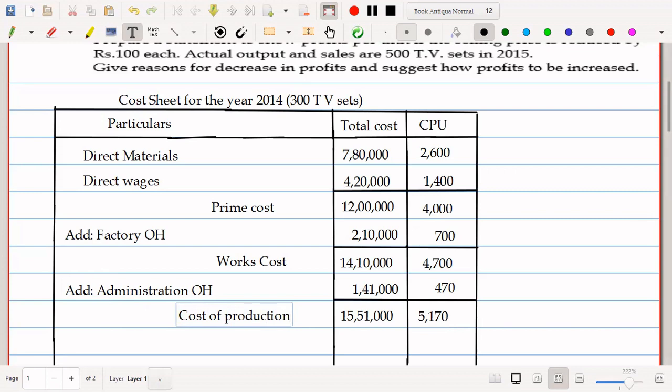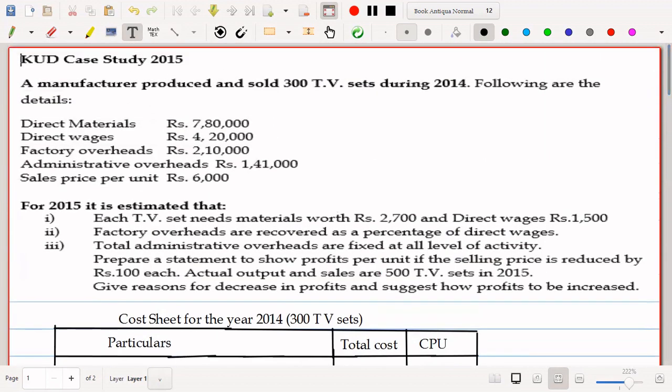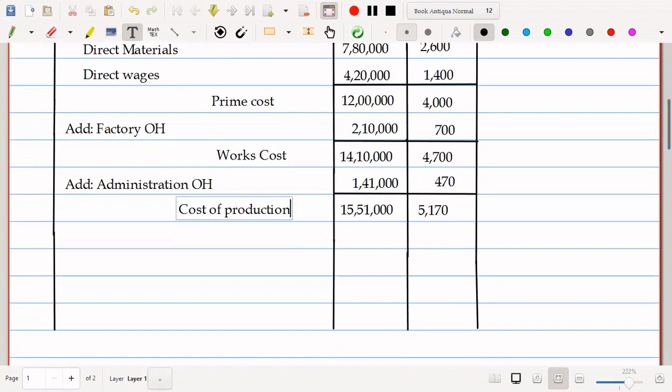And the next point you're going to add is selling and distribution overhead. There is no information regarding selling and distribution overhead. No problem. If they are not given anything, leave it and we'll move on to the next point. When no information is given, don't worry, let's move ahead. Next, we have to look at profit. No information is given about profit, but we have some information related to sales.